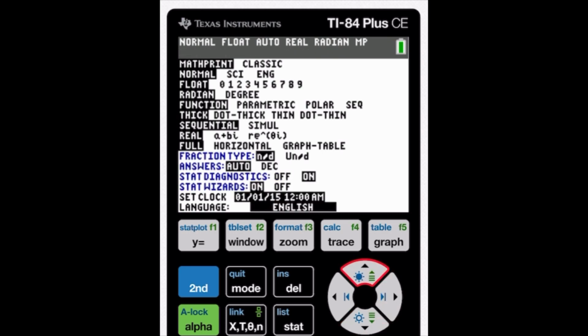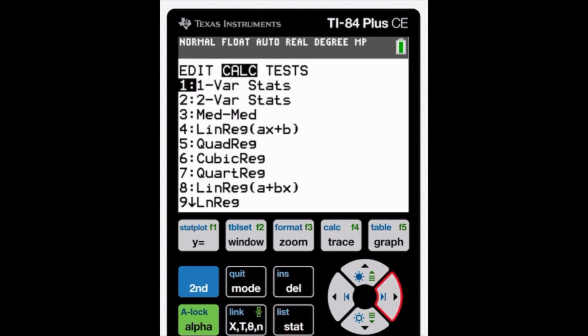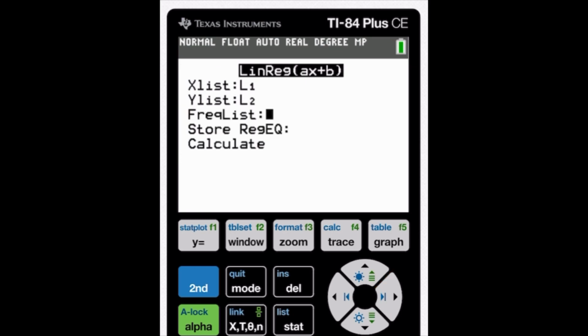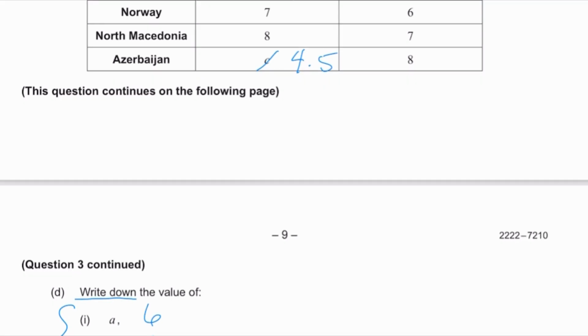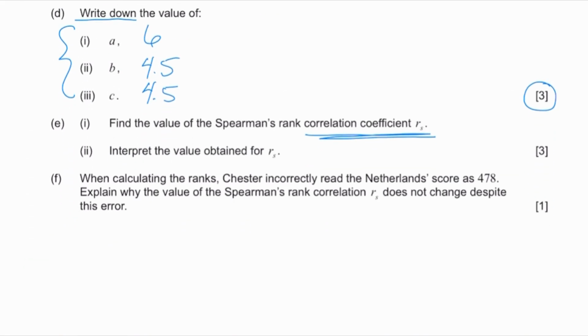And as a matter of fact, since we're under mode, we are supposed to be in degree mode when you test for the AI exam. So let's go ahead and change that to degree mode. So now stat calc 4, press enter to calculate. And voila, you're going to see the correlation coefficient is 0.682646, etc. It is always a good idea to copy down exactly what you see on the calculator: 0.68264669... and then round to 3 significant figures unless told otherwise.